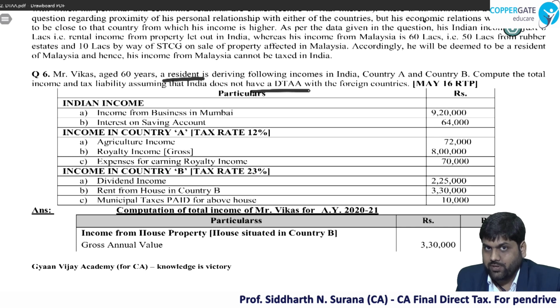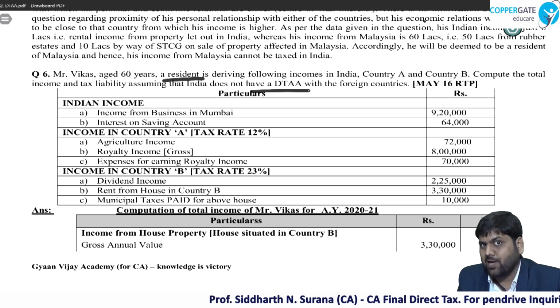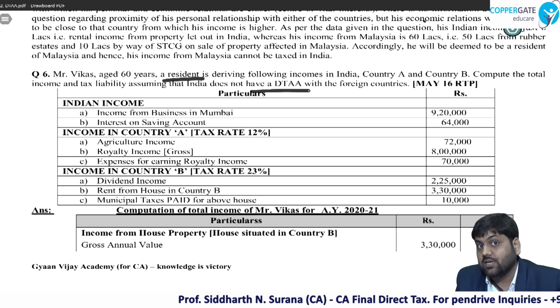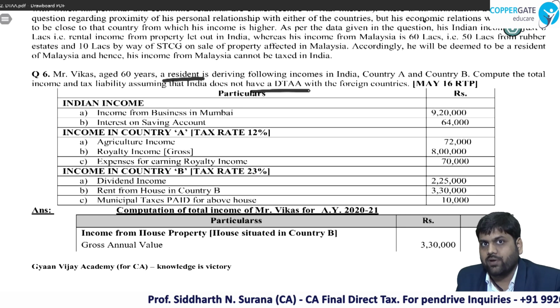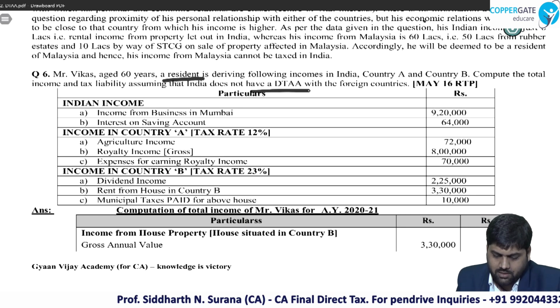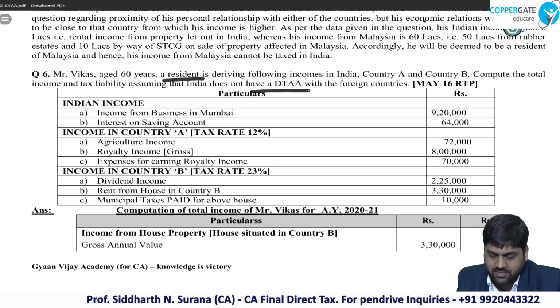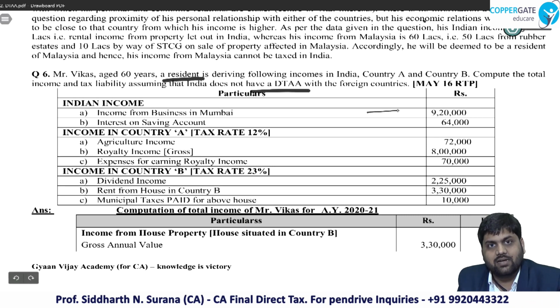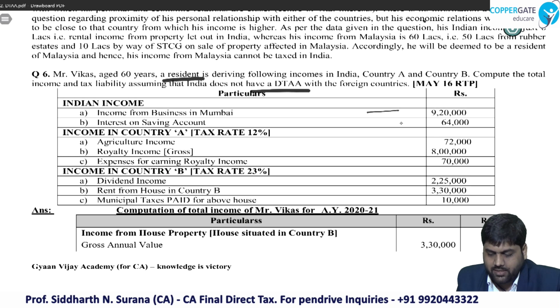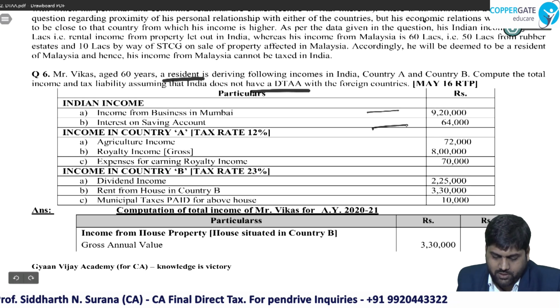Clear case of unilateral relief. So the question's required part is total income and tax. Your relief again will become your working note, like question number 2. What are the things that have been given to you? As far as your Indian income is concerned, income from business in India 9,20,000. Interest income on saving account 64,000.